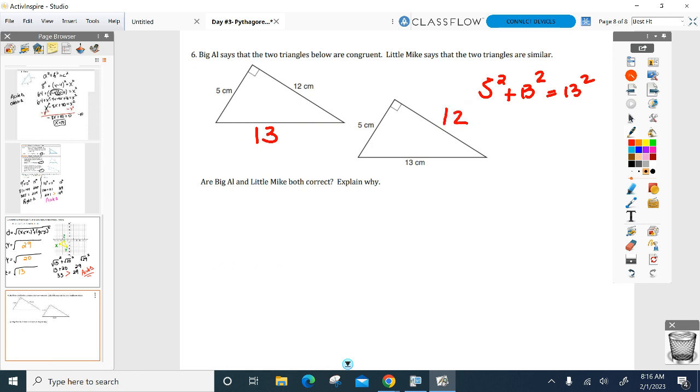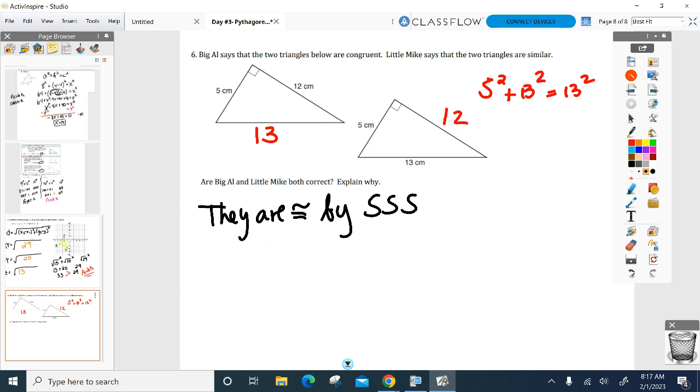All right, so are they congruent? Let's go Big Al first. Are they congruent? By what method? We could go a lot of methods, right? So they are congruent. Anybody go ahead, throw out a method. Side, side, side. You could do side, angle, side. HL.